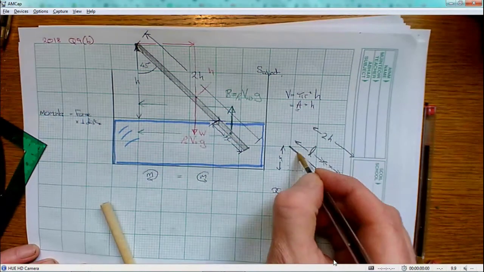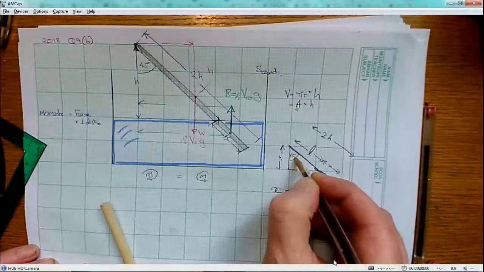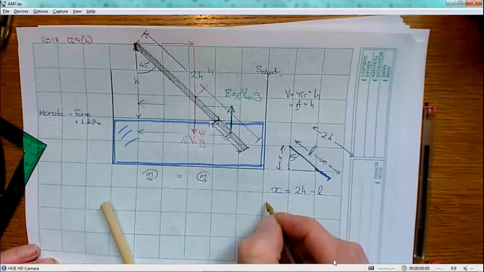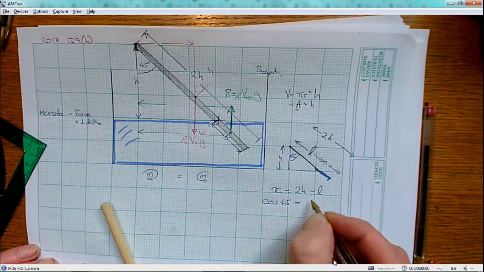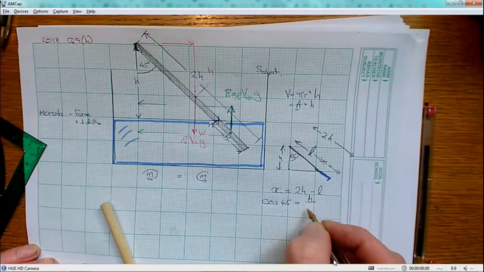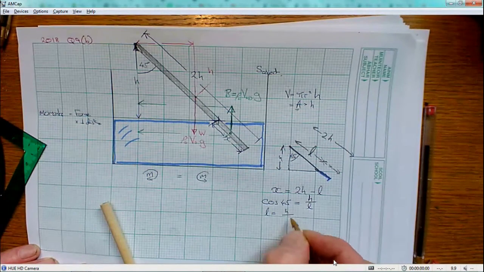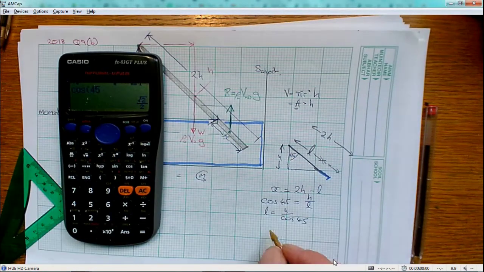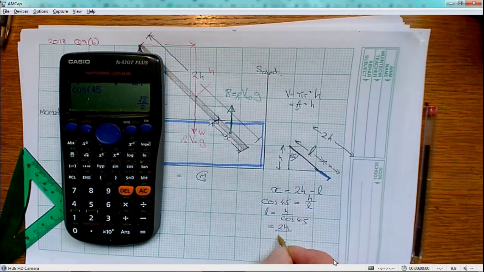So this L is the hypotenuse of this 45-degree triangle, and this h is the adjacent side, not that it matters in a 45-degree angle. So cos 45 is equal to h over L. Rearrange that and you get L is equal to h over cos 45. So that's root 2 over 2. And we're dividing it, so L is equal to 2h over root 2.